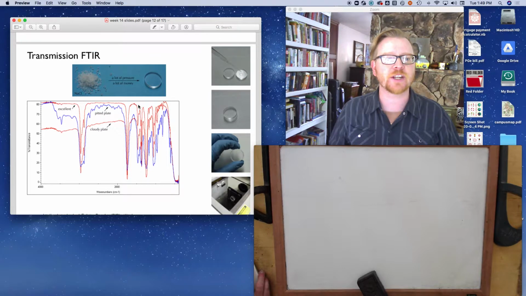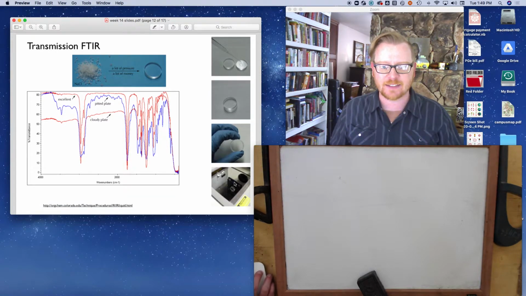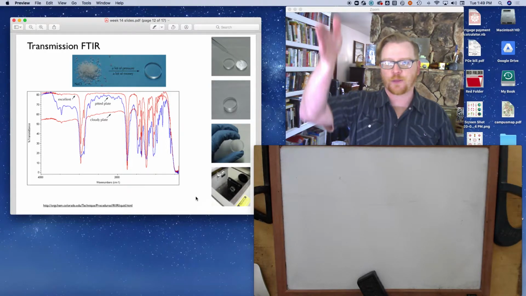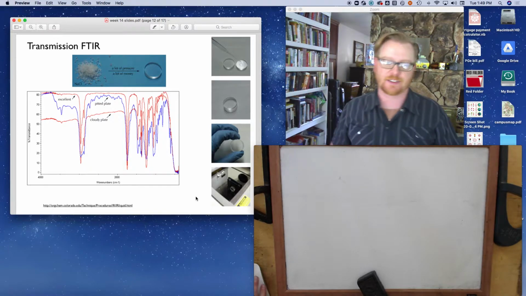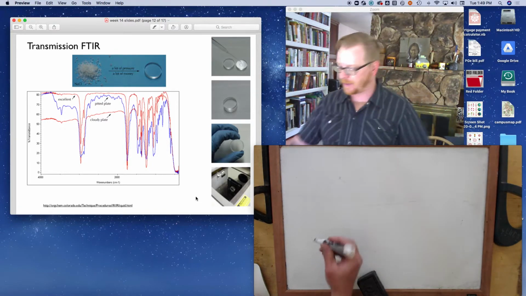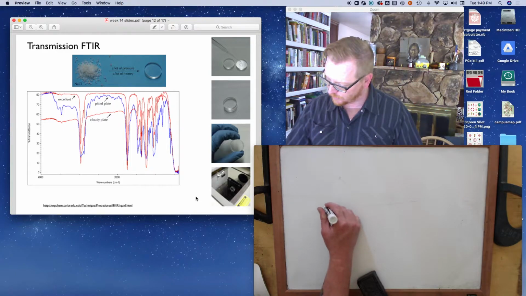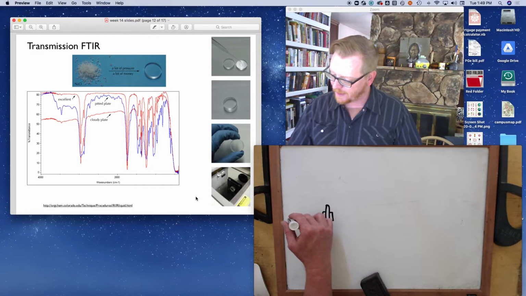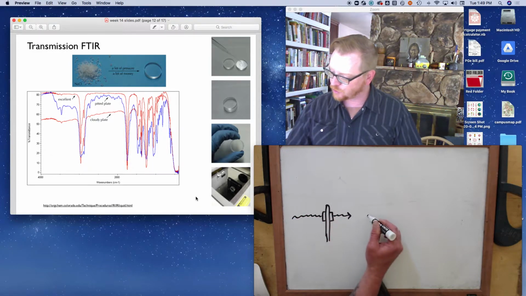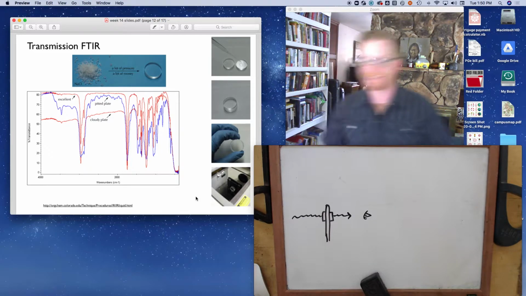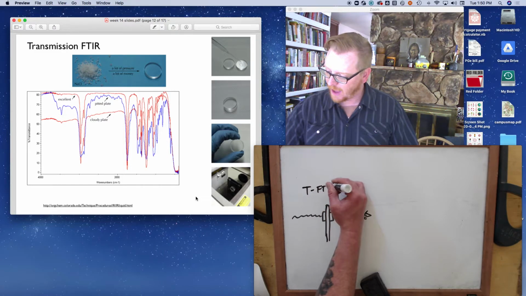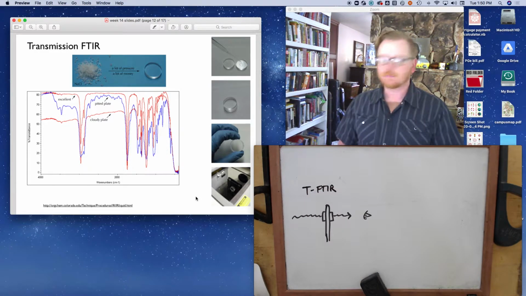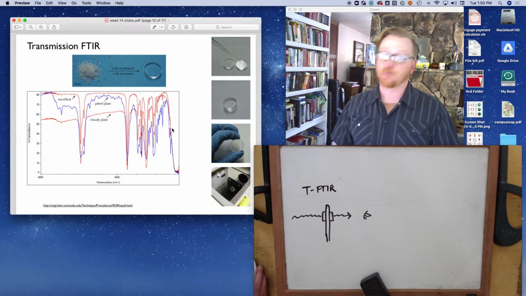So in this transmission FTIR, it's hard to see it, but that's the sample holder. It's just a little thing that goes right in the path of the beam that holds the optics in place. So the beam just passes straight through. I think I can draw that better right here. So here's like a little holder. That optic sandwich fits in the middle right there. And then the IR beam just literally transmits right through to the detector, okay? So we'll say this is TFTIR, transmission Fourier transform infrared spectroscopy.